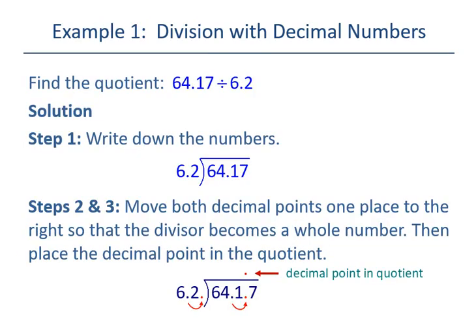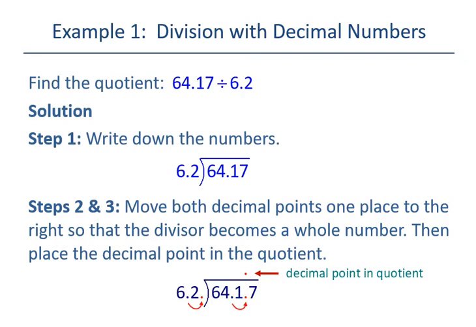Let's look at this one right here. Find the quotient of 64.17 divided by 6.2. Write down the numbers. We're dividing 64.17 by 6.2. Notice it says, as in steps 2 and 3, move the decimal point one place to the right. I'm moving this decimal point so that I get a whole number right here. If I move this over once, I have to move the other one over one time. Then I just put the decimal point right there, and you can start dividing like you normally would.